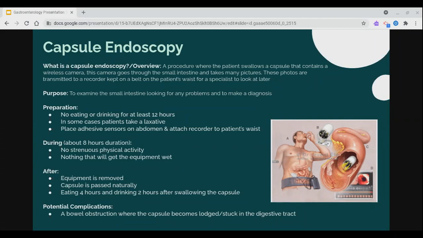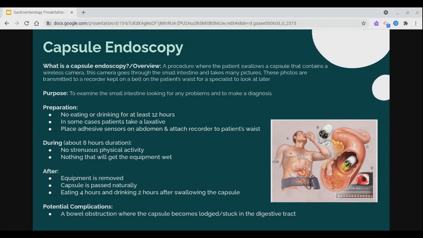The preparation of a capsule endoscopy includes not eating or drinking for at least 12 hours before the procedure. Sometimes a doctor will ask their patient to take a laxative prior to their procedure in order to flush out the small intestine. Also, adhesive sensors are placed on the abdomen and the recording device is attached to the waist on a belt before the procedure. During the procedure, there must not be strenuous physical activity being done, and the equipment needs to stay dry. The procedure generally lasts about 8 hours, but everything is essentially happening inside of you.